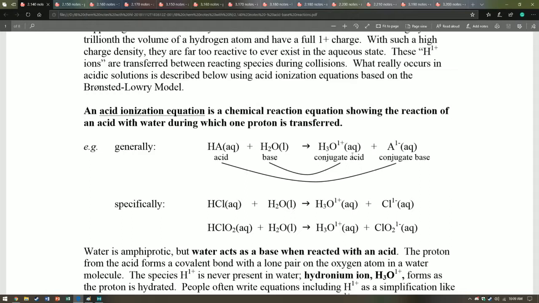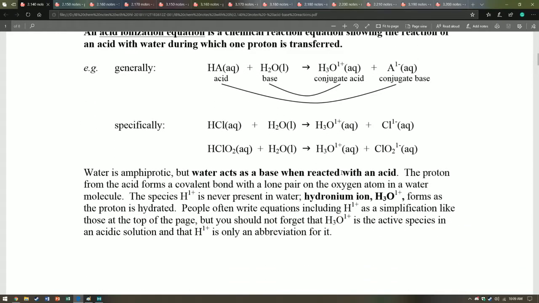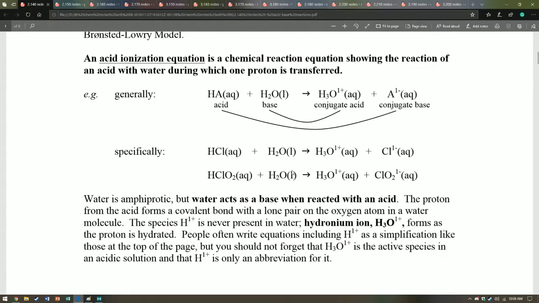So the acid is transferring a proton to the water, or in the case of a base, the water is donating a proton to the base to make its conjugates. Water is amphoteric, as we just noted a few minutes ago. When it reacts with a base, it acts as an acid, and when it reacts with an acid, it acts as a base. So generally, what you put into it determines how water will react.